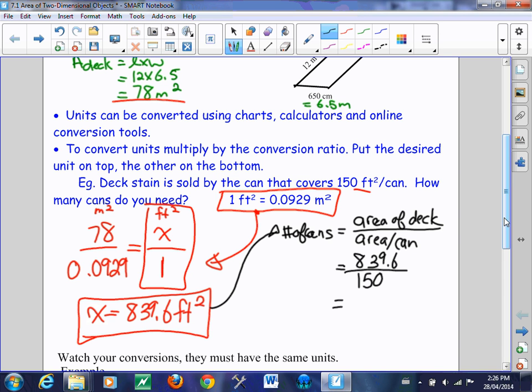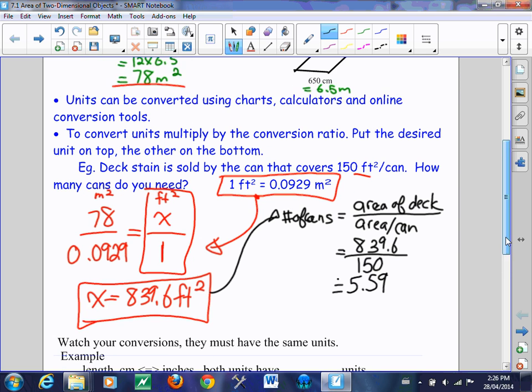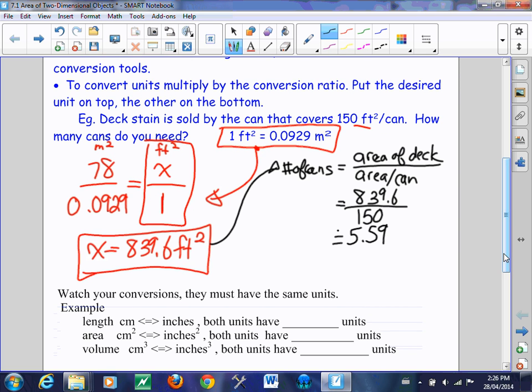Plug it in your calculator, ladies and gentlemen, and you should get around 5.59 cans. But just think about it, guys. When you go to the store, can you buy 5.59 cans? No, you have to round up. So therefore, you will need 6 cans to stain the deck.